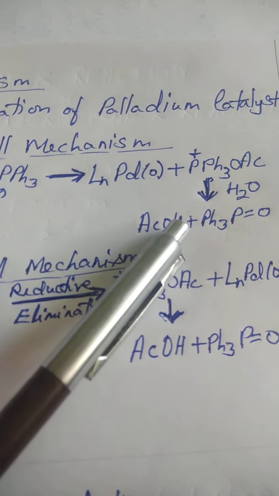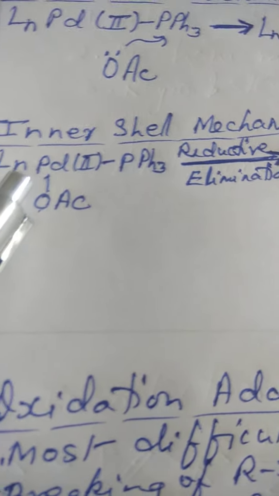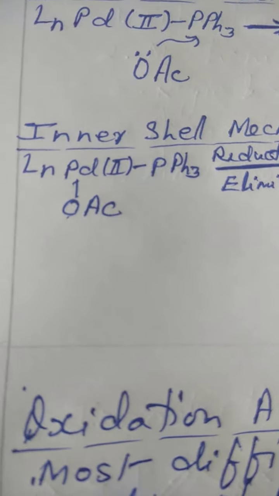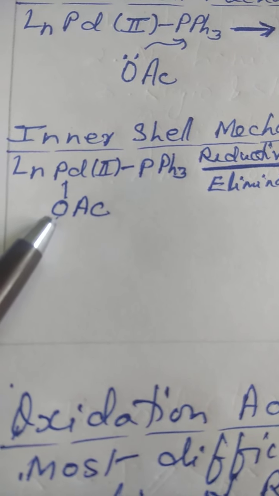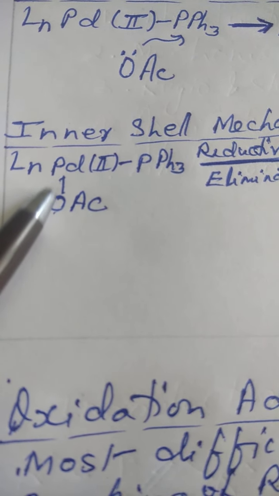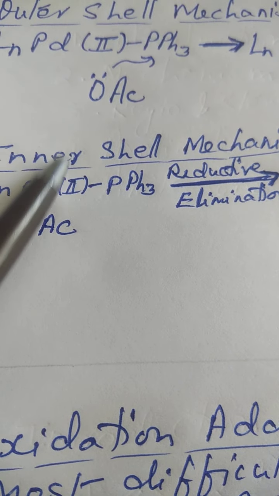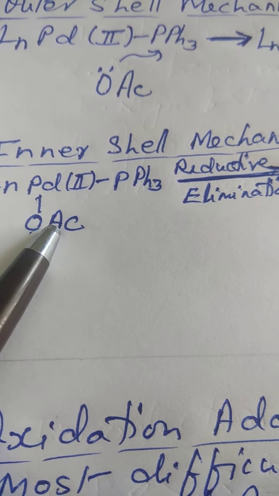Now the inner shell mechanism. Here, as we can see, the acetoxy group is linked with this palladium, so it is called an inner shell mechanism. Of course, there will be hindrance because these two groups are present. It's proposed that the outer shell mechanism is more favorable for producing palladium-0 rather than the inner shell, but this also operates.